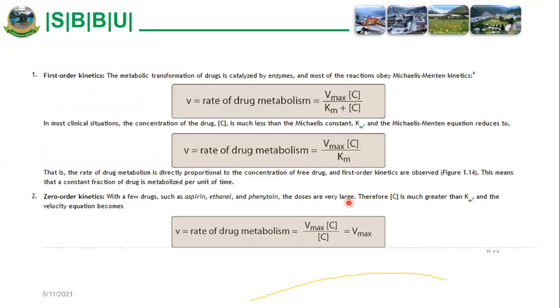Similarly, for the first order kinetics, this is the equation that can be used for the rate of metabolism, and this is called Michaelis-Menten kinetics. This can be derived through a proper derivation, which we can discuss at some other time. And zero order kinetics is mostly dependent on the amount of drug, the concentration of drug. So you can see this equation can be used for zero order kinetics to calculate the rate of drug metabolism.